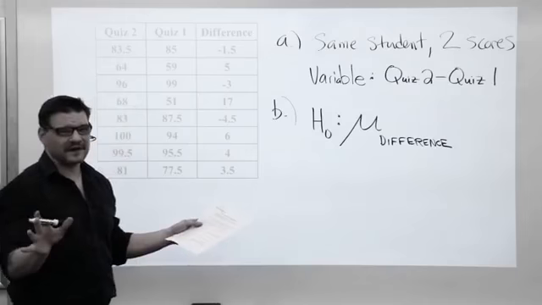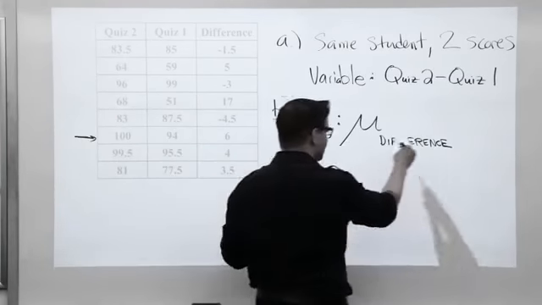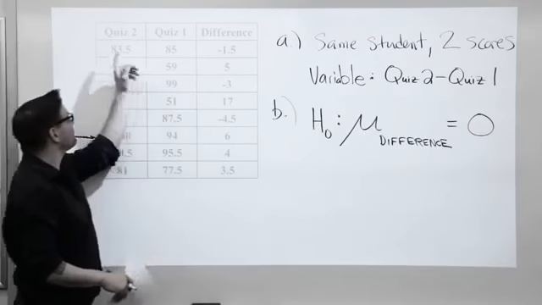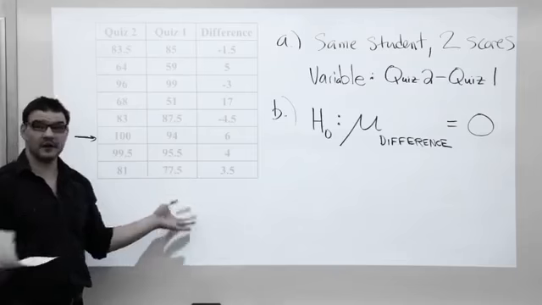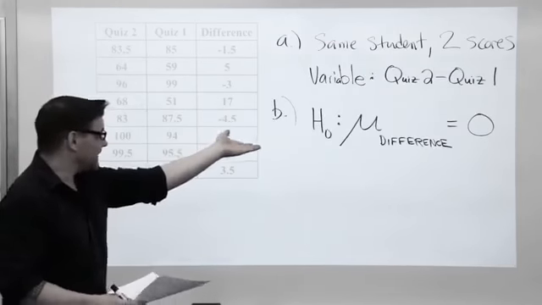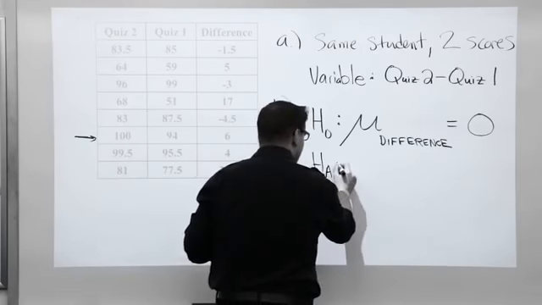If there's no difference, then that's 0, right? So H sub 0, the mean difference equals 0. We'll assume that quiz 2 and quiz 1 are of equal difficulty and that students do no better on the first or the second. That's saying that the difference is 0. We're looking for a positive difference.